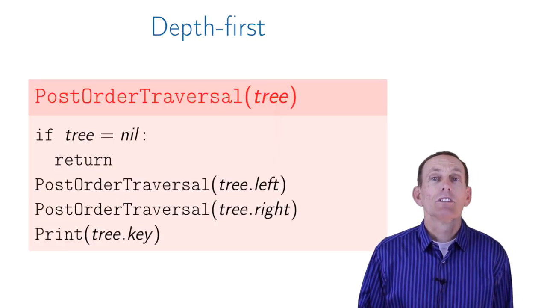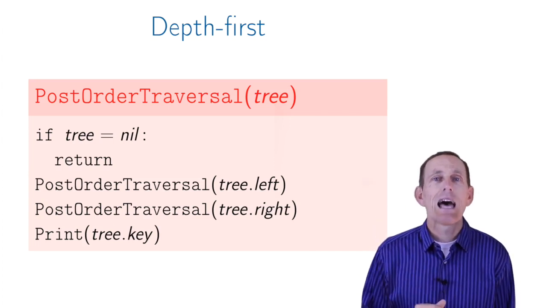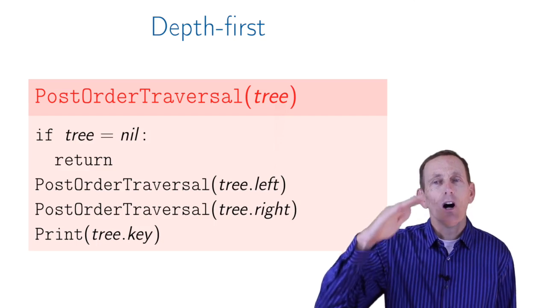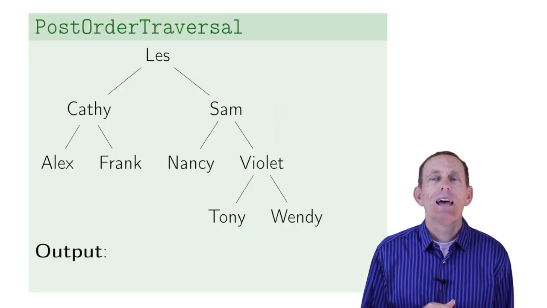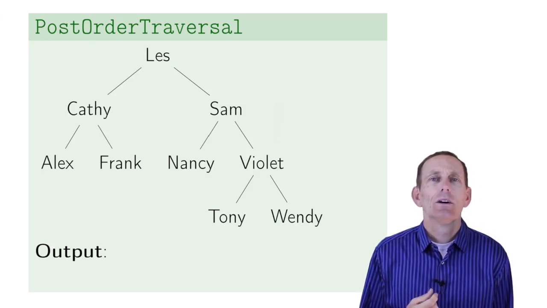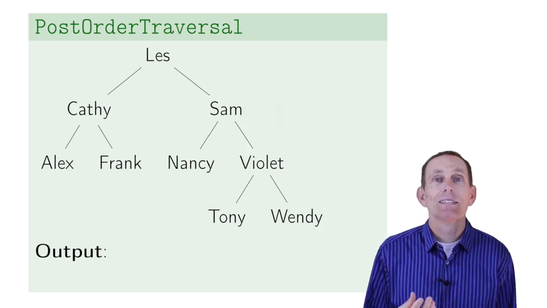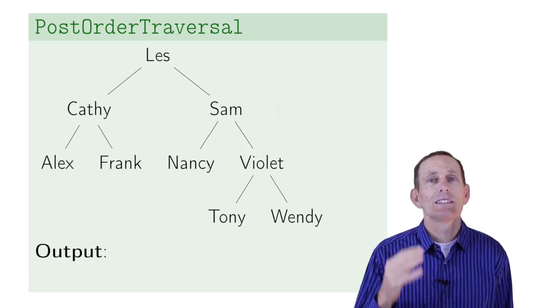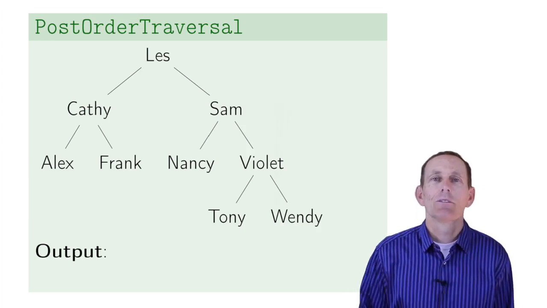A post-order traversal is like a pre-order traversal, except instead of printing the node itself first, which is the pre, we print it last, which is the post. So all we've really done is moved where this print statement is. And here then, what's the last of these nodes that's going to be printed? Well, it's actually going to be Les, because we're not going to be able to print Les until we've finished completely dealing with Les's left subtree and right subtree.